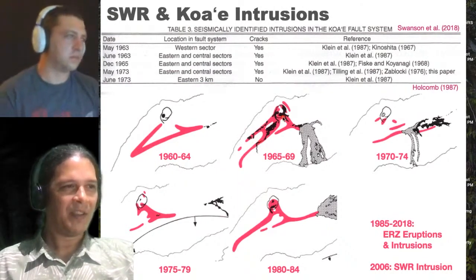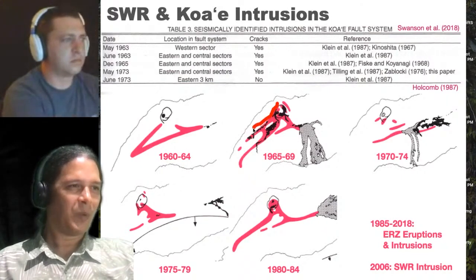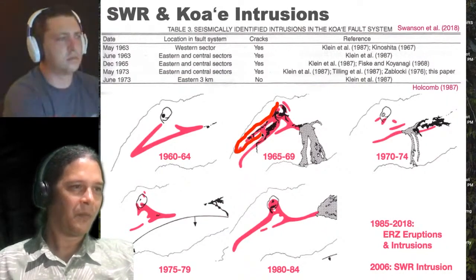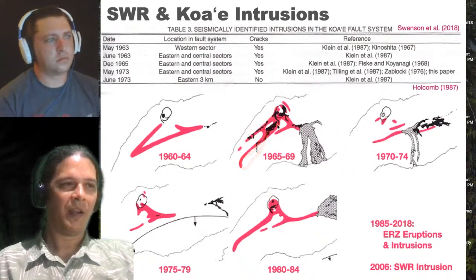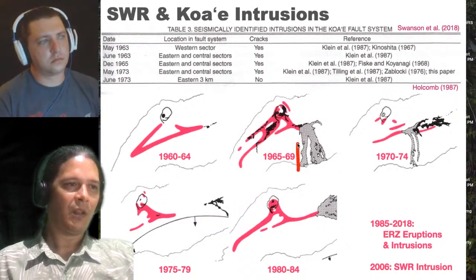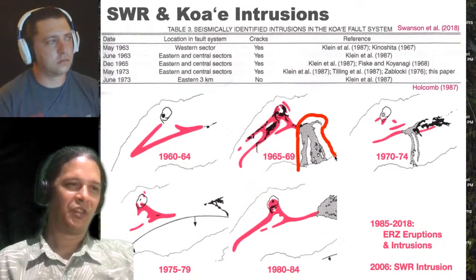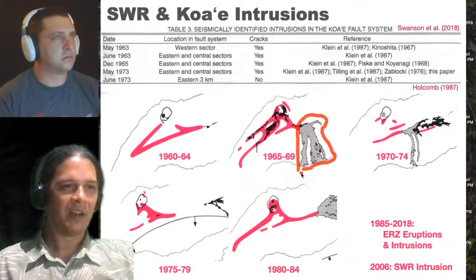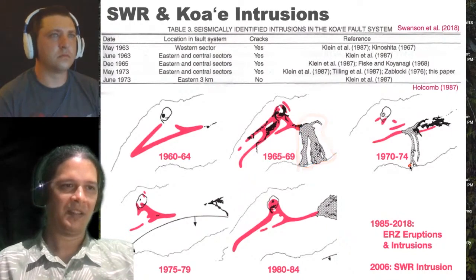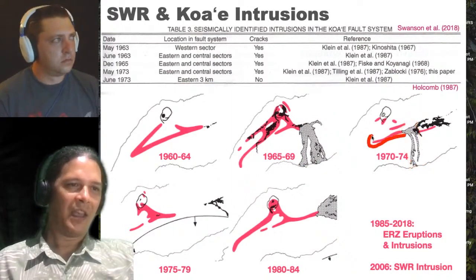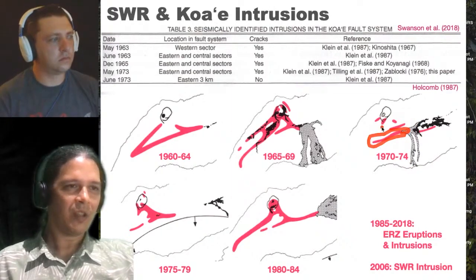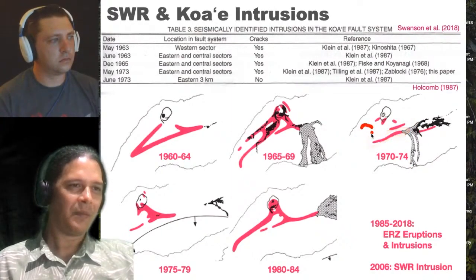'65 to '79, you can see quite a lot of southwest rift intrusions. Here's the shallow arm, and here's the deep arm. Right, the little black spots are the lava flows during that era that were short-lived, and this larger grayer one is the long-lived eruption of Mauna Ulu that began in '69 here, and continued into the 1974 era, right through there, where you can see there are also Koaʻe intrusions. Not so much southwest rift in this era, right?